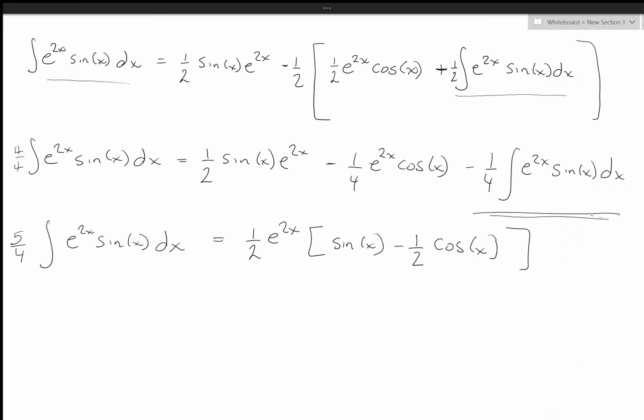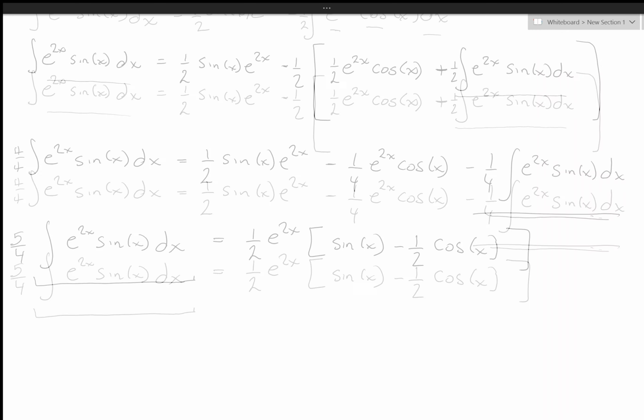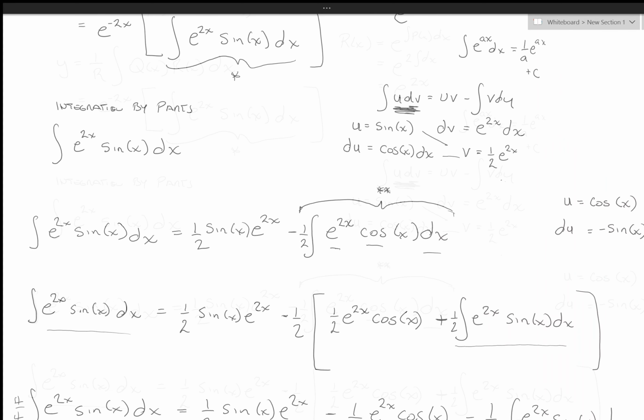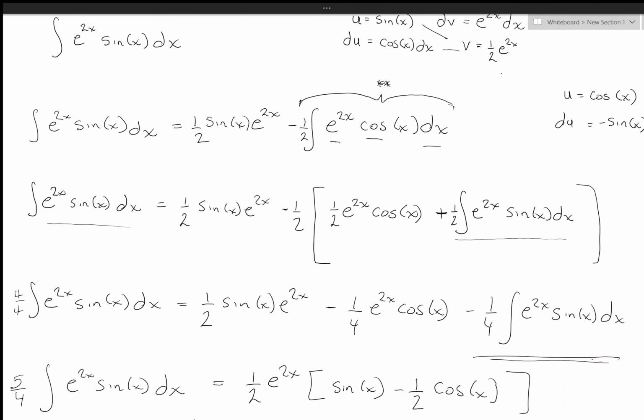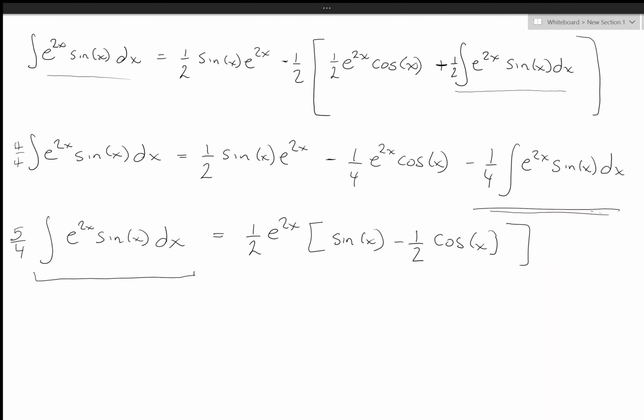Now what I'm looking for is the integral of e to the 2x sine x dx. That's what I want, because I'm going to replace that here, at the star. Y is just going to be e to the negative 2x times this integral, and I'm about to solve that integral right here.